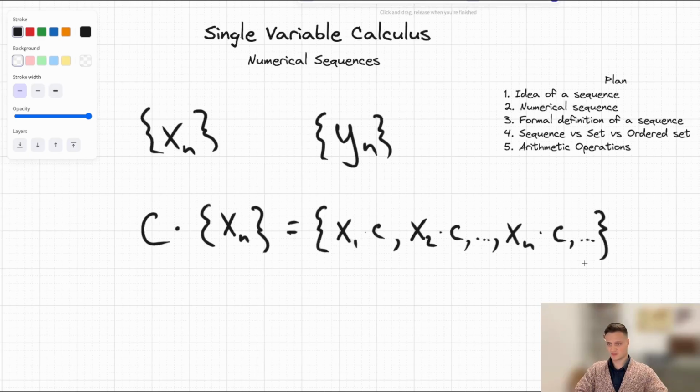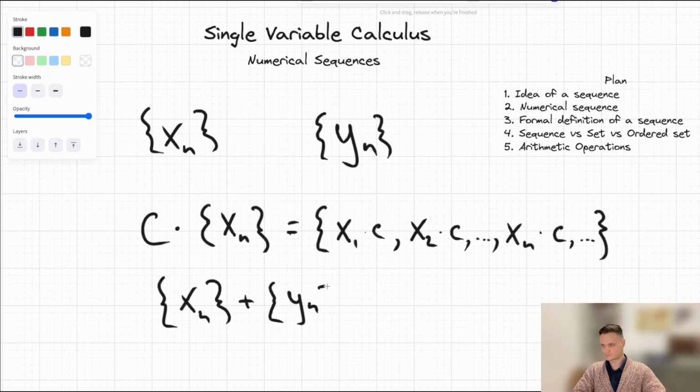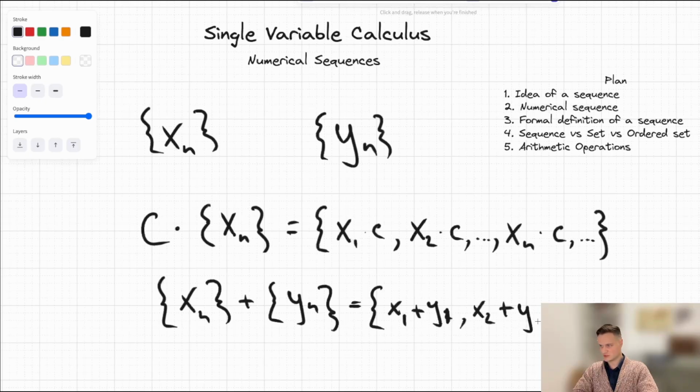We can also sum up sequences. So let me show you how this looks. If we want to sum up xn with yn, each element will be summed up with the corresponding one. The first one with the first one, the second one with the second one, again, so on and so forth until the end.